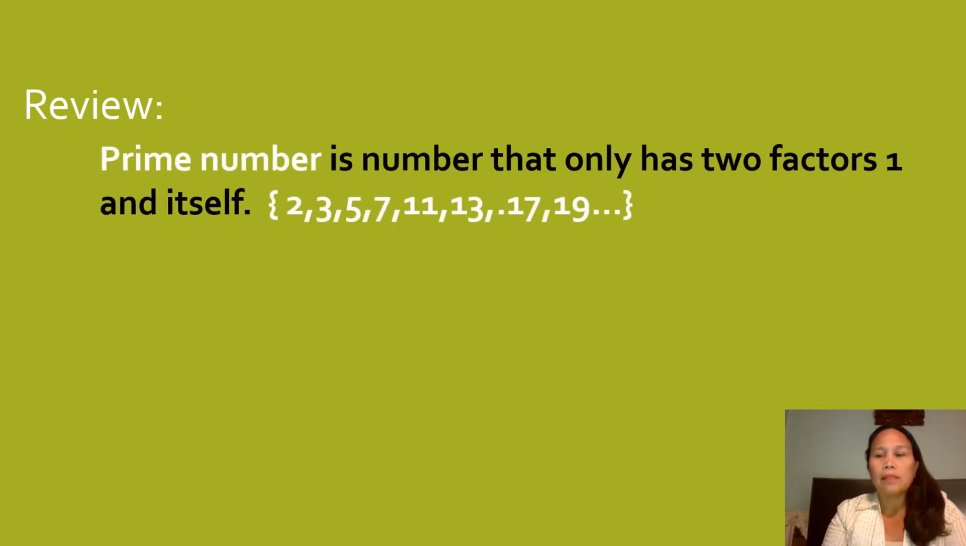Let's have a review first. So we have prime number. A prime number is a number that only has two factors, one and itself. And I have here a set of prime numbers 1, 3, 5, 7, 11, 13, 17, 19, and so on and so forth. We're going to use these numbers in our examples.